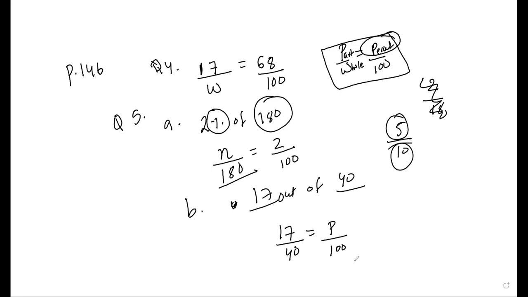Till here, did you all finish? I will go for her. n out of 180, 2 out of 100. 17 out of 40, and P out of 100. Now here, I did not find the value. They ask you to find the value. How do you find the n? Where does 180 go?